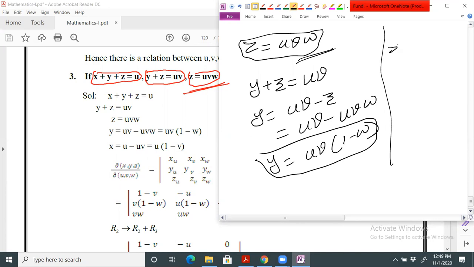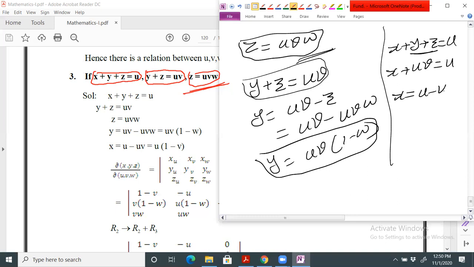What's the first equation? x plus y plus z is equal to u. But from that, what is y plus z? uv. This I'll use. x plus uv is equal to u. x is equal to u minus uv. Then x is equal to u into 1 minus v.